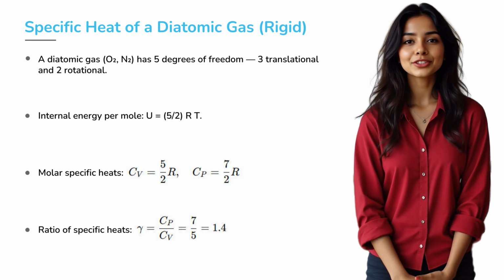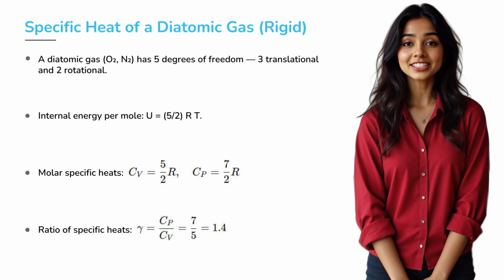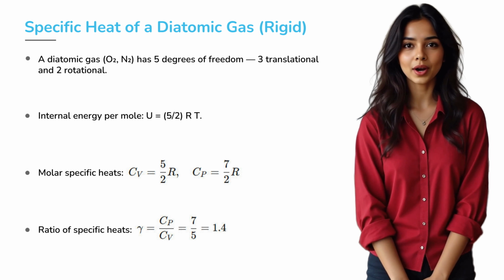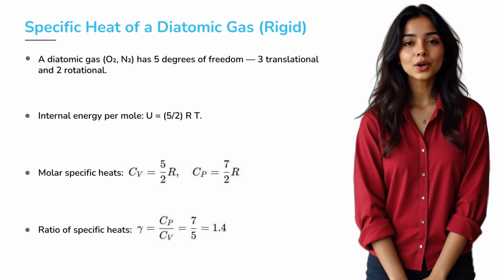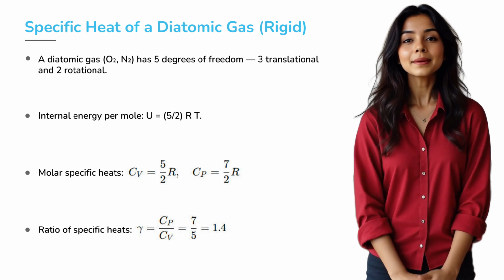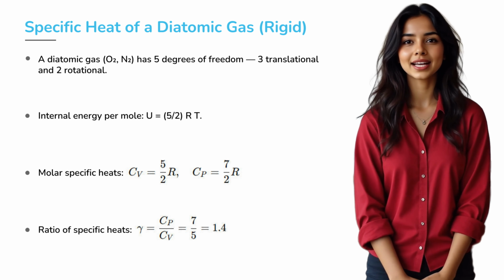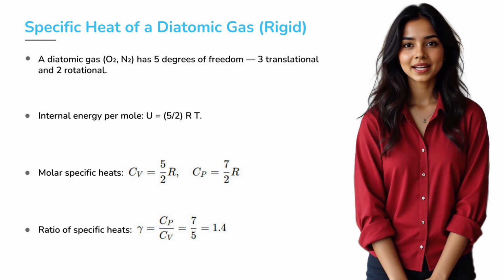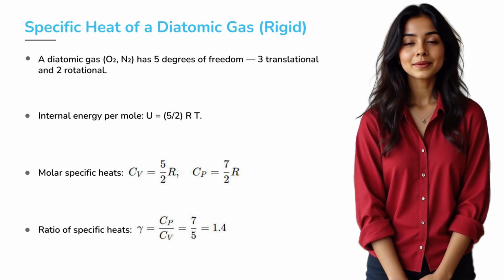Their Cv is 5/2 R and Cp is 7/2 R. That gives a gamma of 7/5 or 1.4, a number you'll often see in aerodynamics and sound calculations. That's why air, mostly nitrogen and oxygen, behaves like a diatomic gas with gamma equal to 1.4.